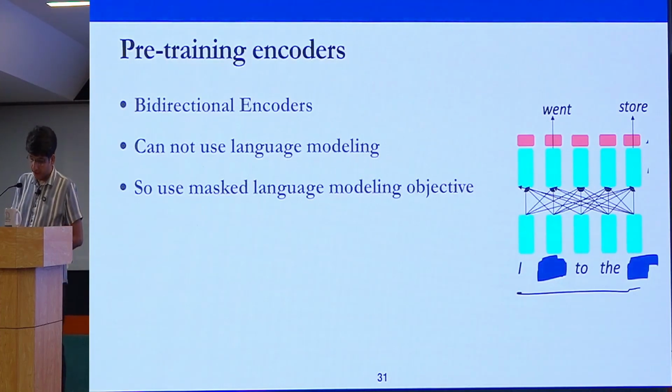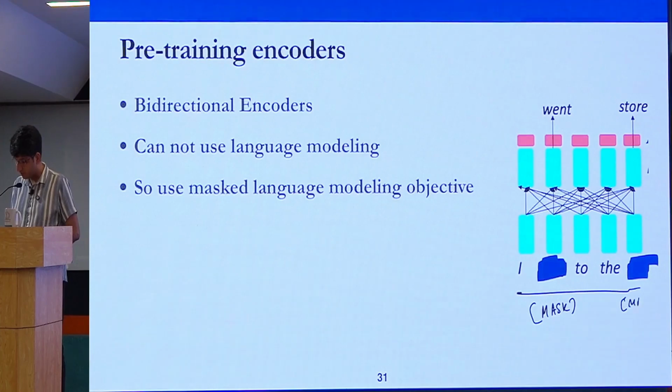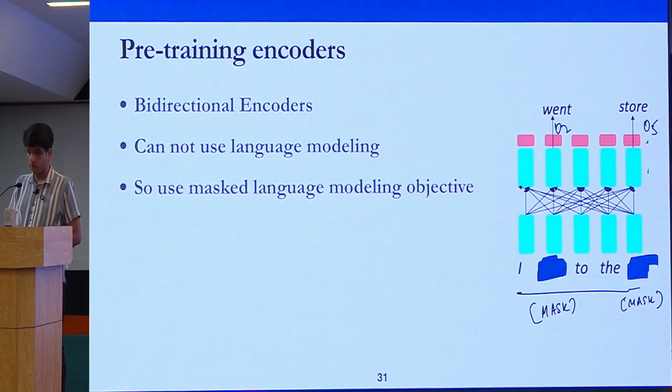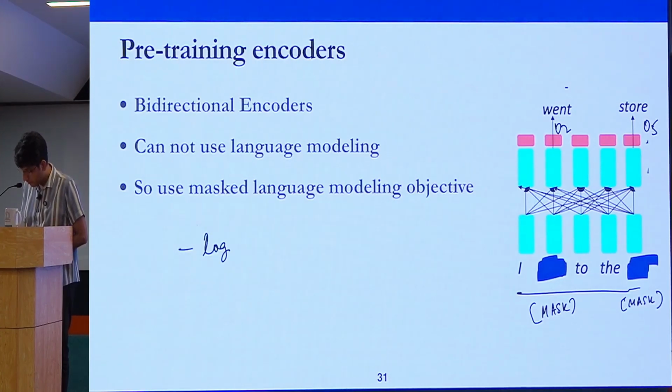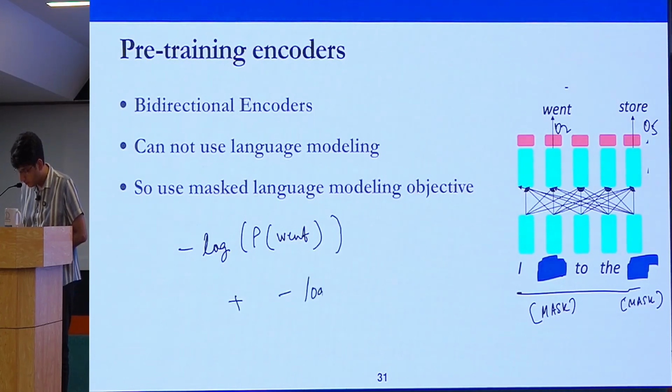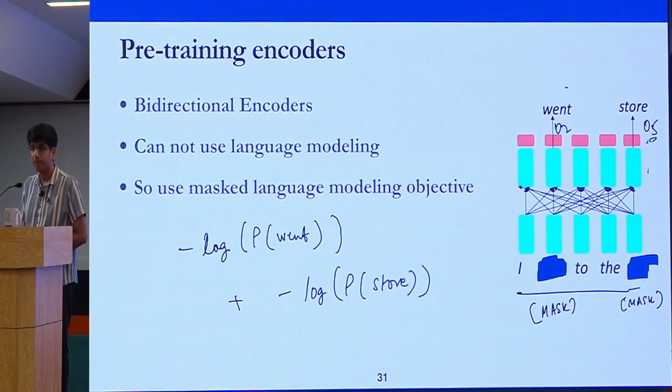The goal of the encoder, so this will be represented as mask, which means the model does not know what this is. The output at 2, output at 5 will be projected to predict "went" and "store". The loss here in this example will be negative of log probability of predicting "went" at time step 2 plus negative of log probability of predicting "store" at time step 5, right? This is called the masked language modeling objective.